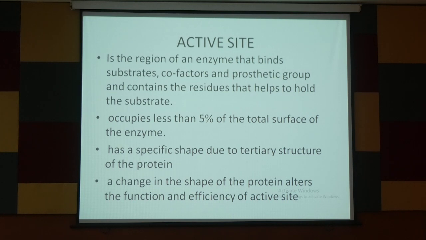Quaternary structure is not available in all the proteins unless they are multimeric proteins. Up to tertiary structure, all the proteins will have a fixed tertiary structure. So the tertiary structure and secondary structure. Can you tell me the difference?